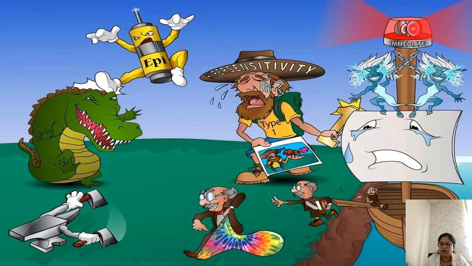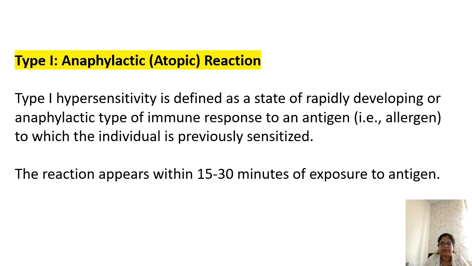Coming to the first, type 1 hypersensitivity reaction. Type 1 hypersensitivity reaction is an immediate type, as you all know, and it's also called anaphylactic or atopic reaction. It's defined as a state of rapidly developing anaphylactic type of immune response to an antigen, that is, an allergen, to which the individual is previously sensitized. This reaction occurs within 15 to 30 minutes of exposure to the antigen.